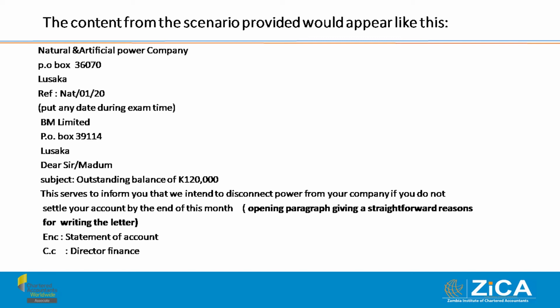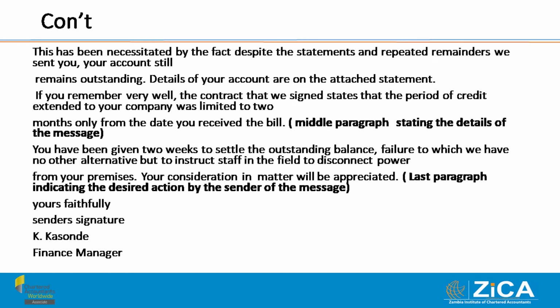We have sent important details concerning the statements, and we have also sent repeated reminders so that you settle your outstanding balance, but nothing has happened. All the correspondence that we have done, details of your accounts were attached. If you remember very well, the contract that we signed states that the period of the credit extended to your company was limited to 2 months only from the date you received the bill.